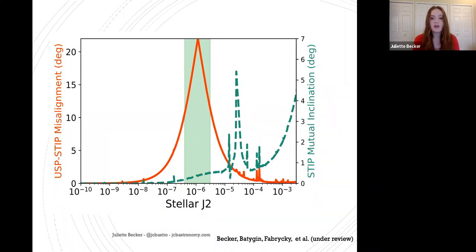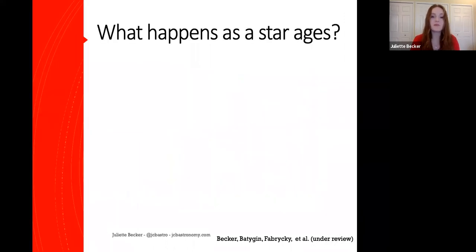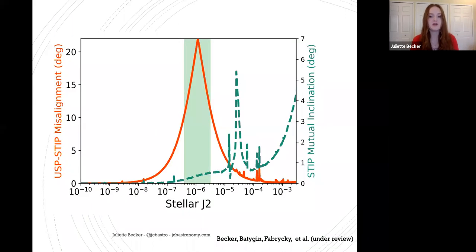In green, we have the mutual inclination of the outer system, because remember, as the secular resonance sweeps through the system, it can also cause the SIP planets to become misaligned relative to each other. And what this tells us is if the J2 is too high, if the star is too young, then if the SIP planets reach their final orbital positions while still spinning rapidly, they will become dispersed in inclination relative to each other as well. So what does this mean?